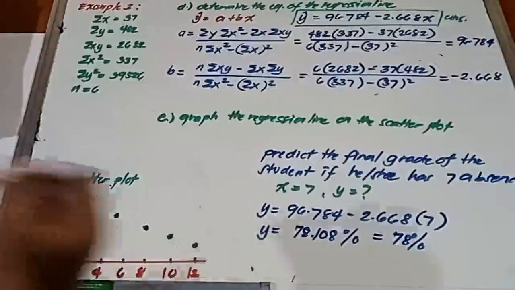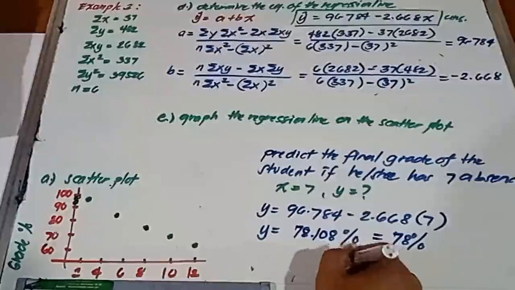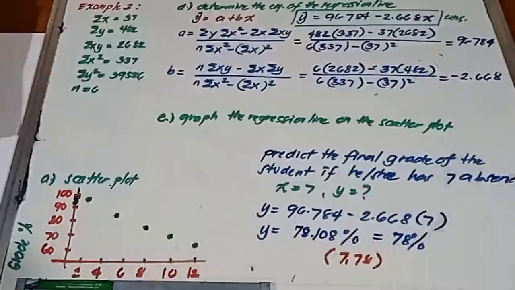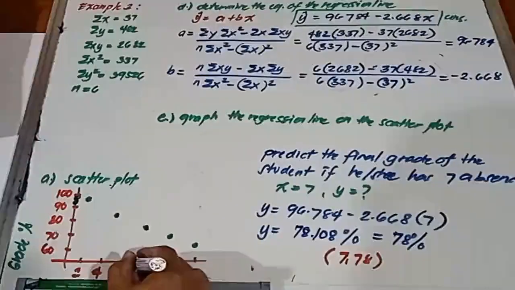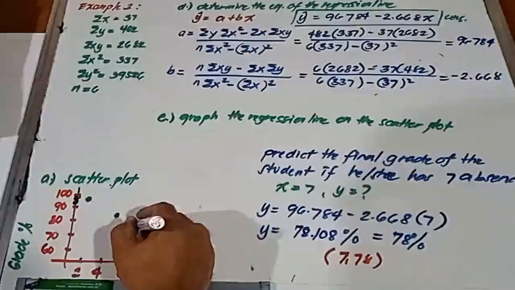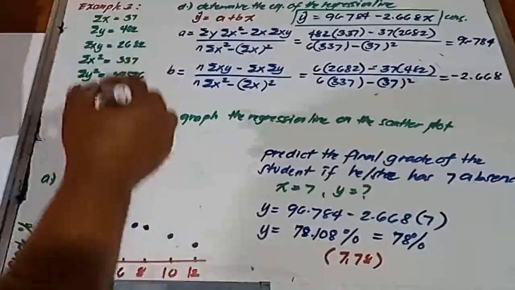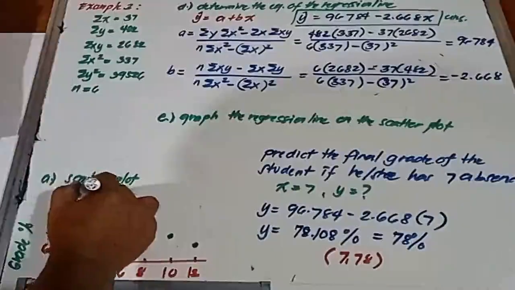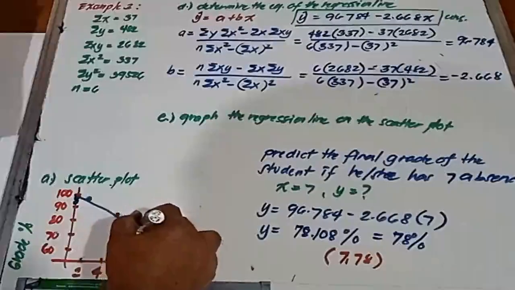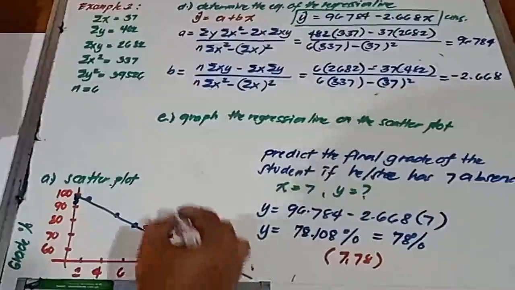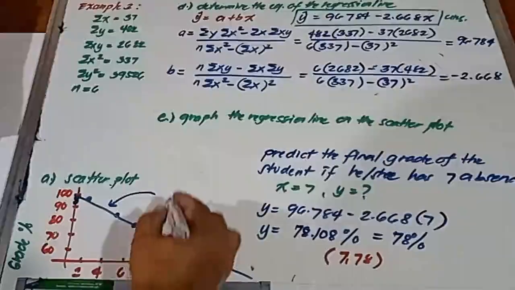So, ang ating ordered pair is (7, 78). Okay? Nasaan yung (7, 78) sa ating scatter plot? So, 7 here, 78 here. Ito. Somewhere here. So, makatwid yung ating regression line. Ito yon. Ito yung kanyang intercept. Dadaan dito. Yan. So, ito yung ating regression line.